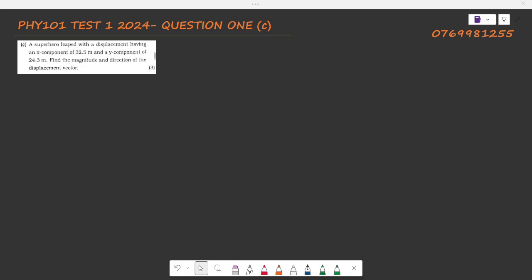Alright, we're back on another question, and this time around we're solving question 1C of the 2024 paper. And as we can see, this is a vector analysis question.